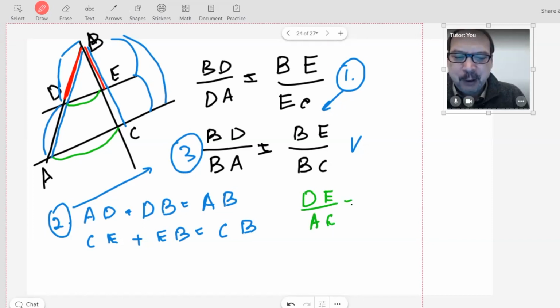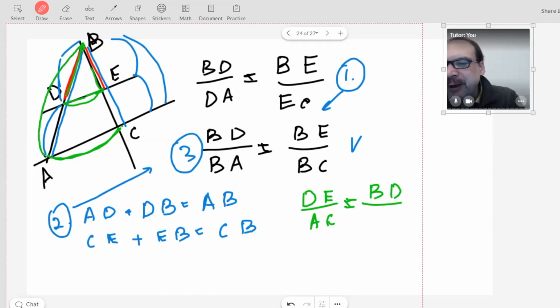DE over AC equals what? Well, we always should look at a part of a triangle, one or another side, and ask what triangle does it belong to. So DE belongs to this small triangle. So I can use any other side from this triangle, for example, BD. But then AC belongs to a larger triangle. And in that larger triangle, there's a side similar to BD, but longer, BA. And this is another relationship, another ratio.